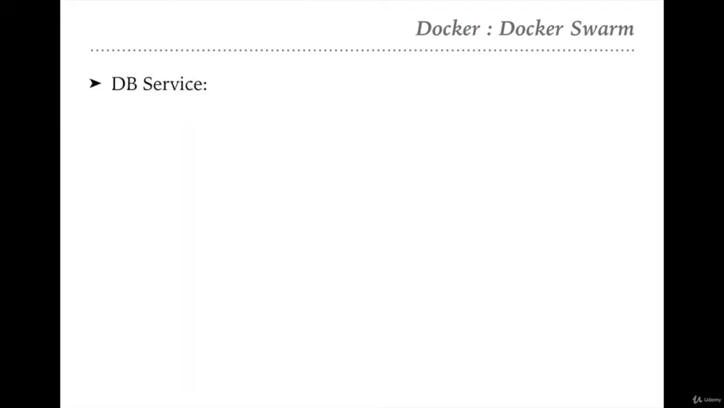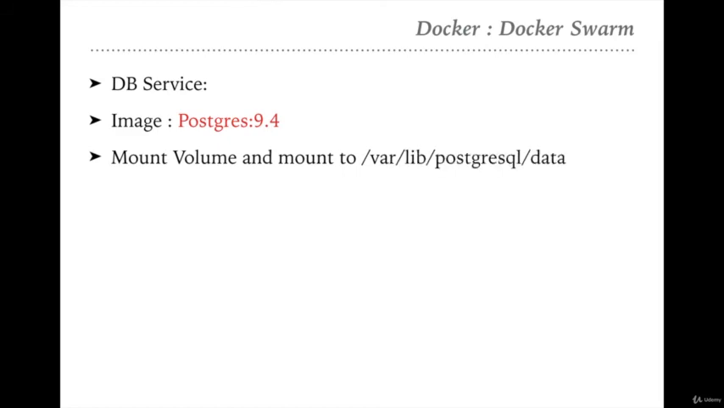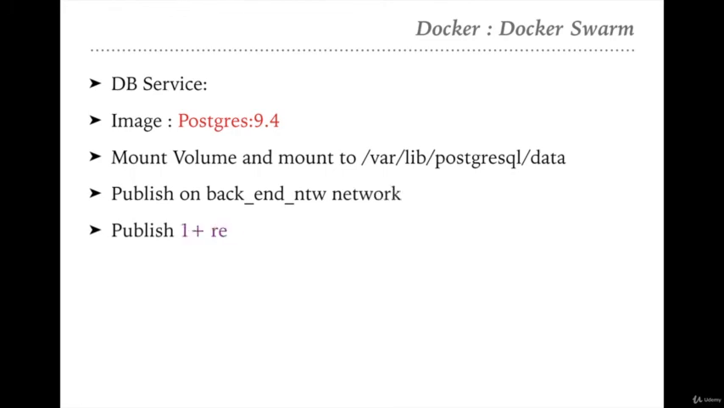The next app we need to spin is the DB service. The image which we will use is Postgres 9.4. We need to mount a volume, so we will create an external mount point, and we will point that mount point to /var/lib/postgresql/data. Why we are pointing this mount point to this particular location, I will explain shortly. And we need to publish the DB service on the backend network. Publish only one replica of this particular service.